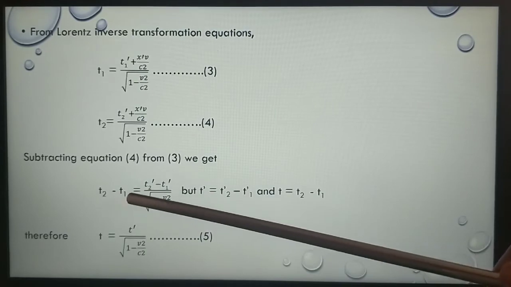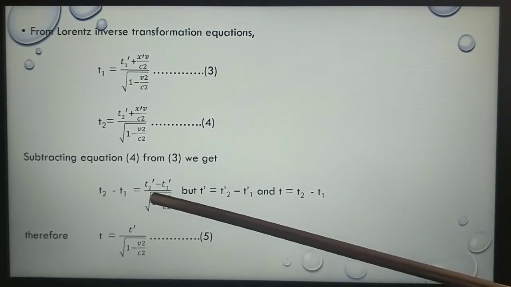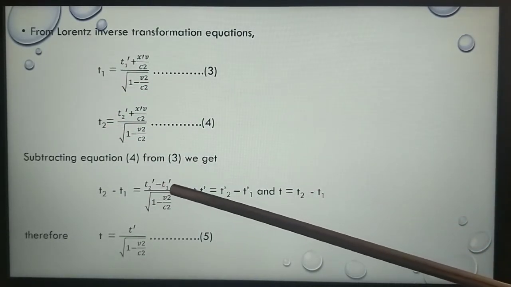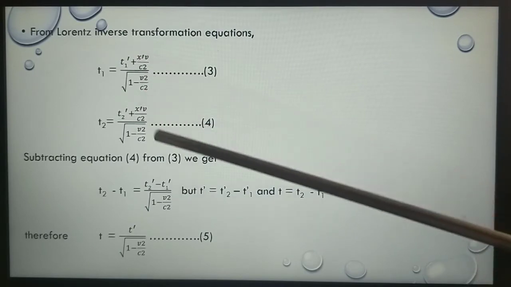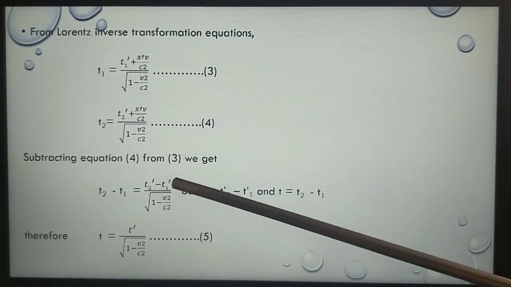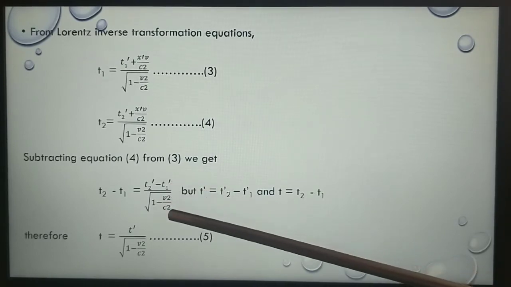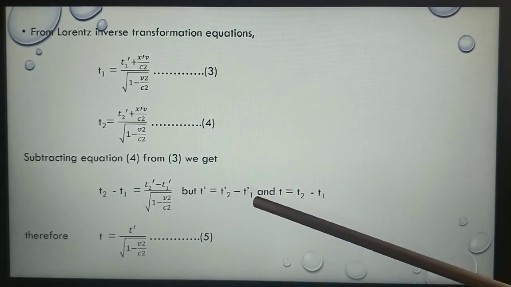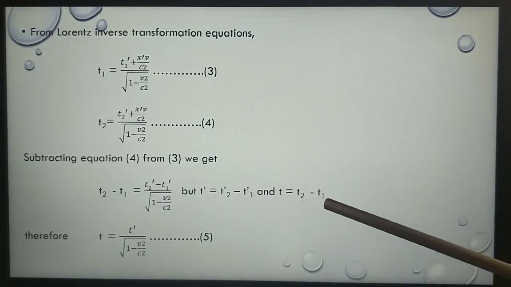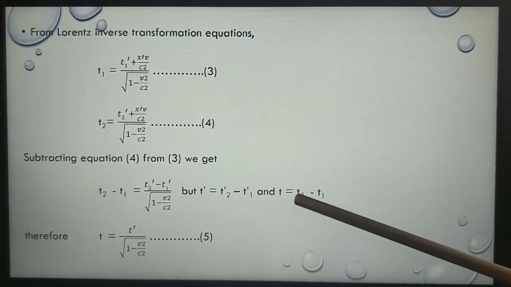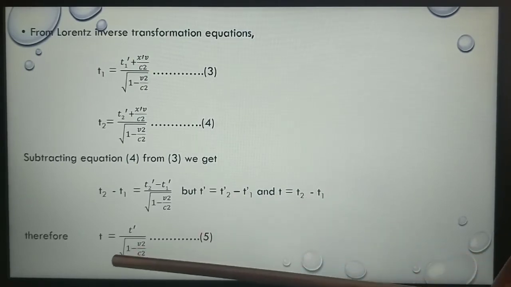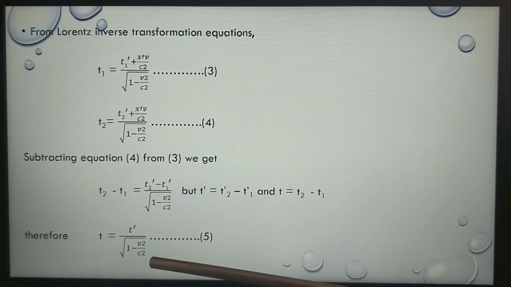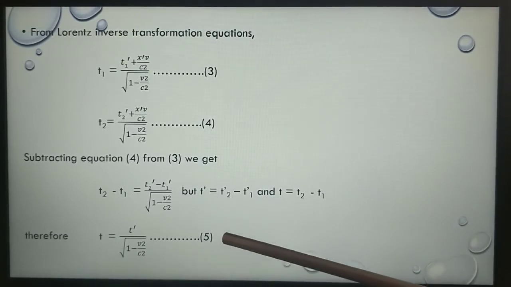Then we write t2 minus t1 equal to t2 dash minus t1 dash upon root 1 minus v square upon c square, because this term and this term get cancelled. But t dash equal to t2 dash minus t1 dash and t equal to t2 minus t1, as already we have written. Therefore we write t equal to t dash upon root 1 minus v square upon c square. Equation 5.